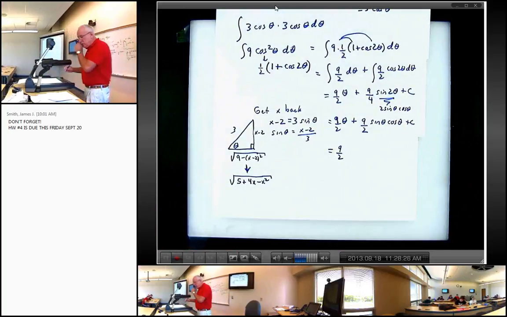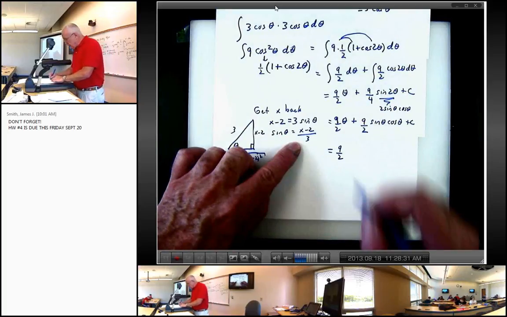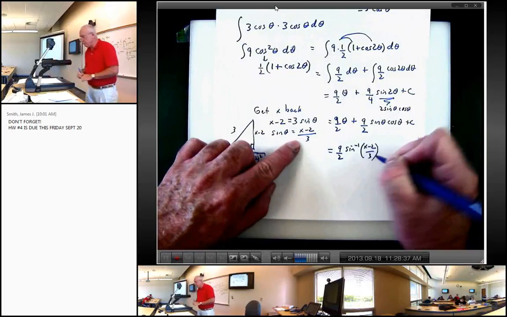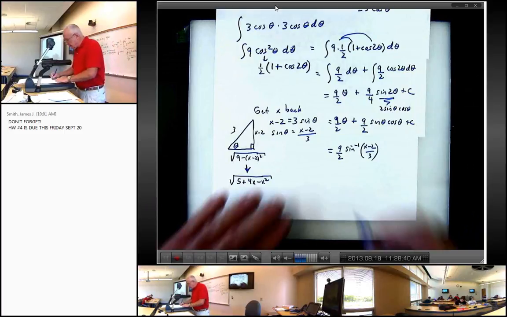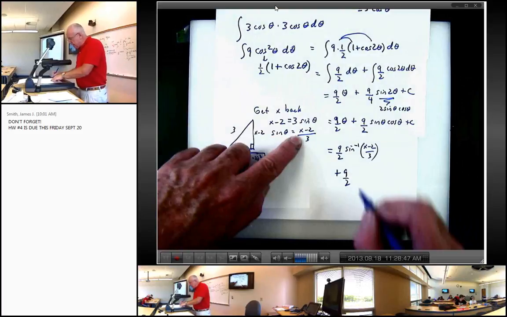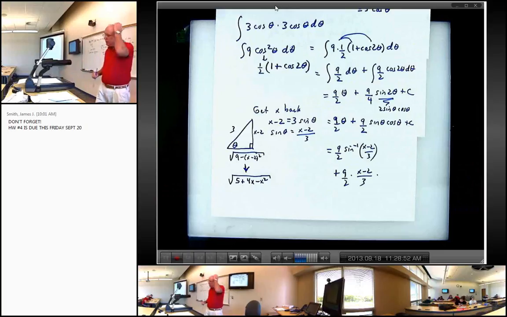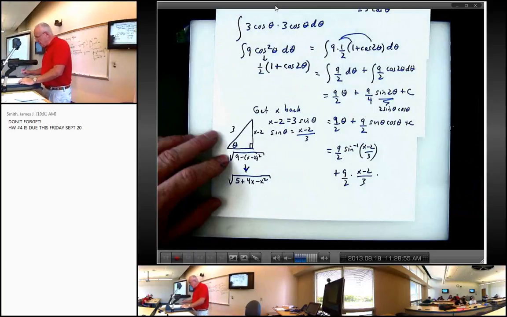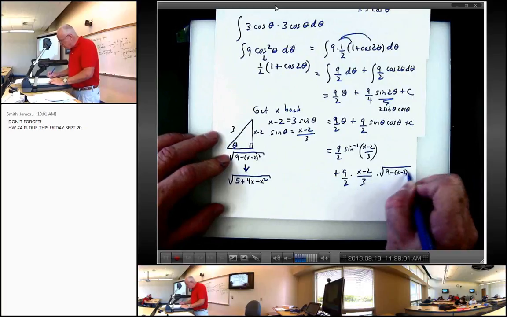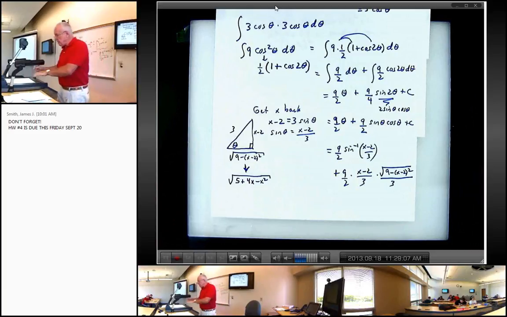Now, theta here is going to be replaced. Well, let's see. Sine of theta is (x minus 2) over 3. So theta is the sine inverse of (x minus 2) over 3, then plus 9 over 2. And then the sine of theta is (x minus 2) over 3, times the cosine of theta, which is adjacent over the hypotenuse, so that's going to be the square root of 9 minus (x minus 2) squared, all over my hypotenuse again of 3. All right. And then plus c.